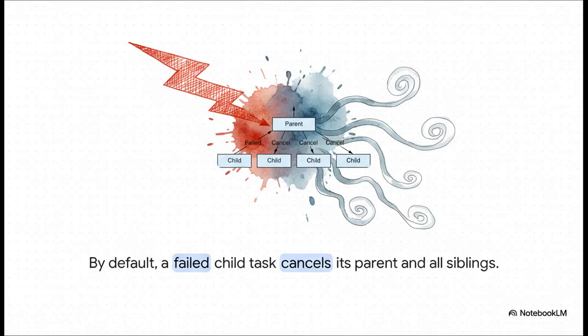So, check this out. By default, coroutines live inside this parent-child structure. Now, if one of the child tasks fails, like you see here, it doesn't just die quietly. No, it immediately tells its parent, hey, I failed. And the parent then turns around and cancels all the other children. This fail-fast approach is amazing because it means you never have orphaned work just hanging around.